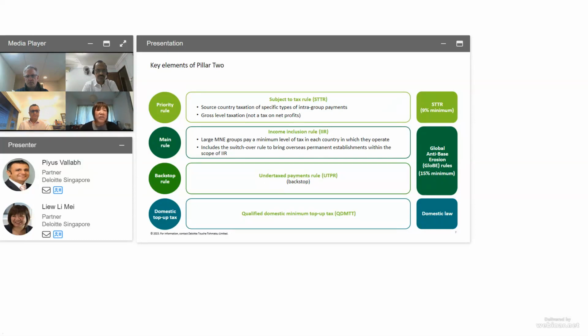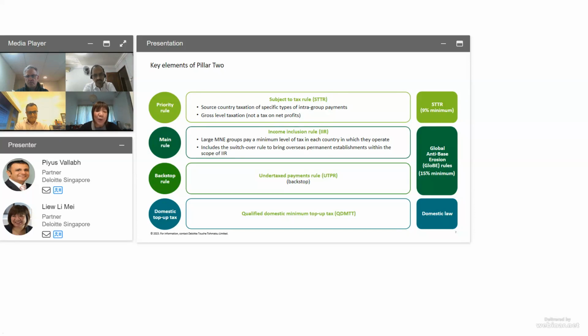So the STTR is expected to be incorporated into bilateral tax treaties by countries that apply nominal corporate rates below that minimum rate, where it is requested by developing country members of the inclusive framework. So this model treaty provision to implement the STTR, and the MLI, the multilateral instrument to facilitate the implementation of the STTR, are in progress.